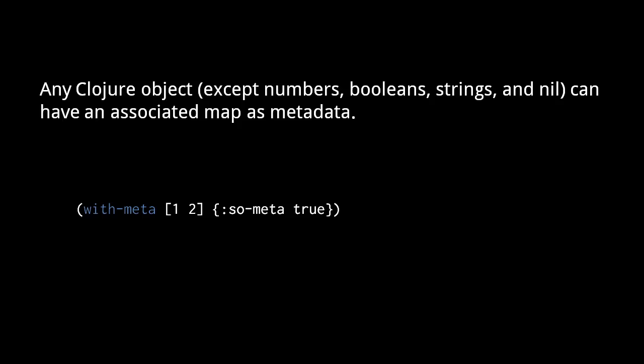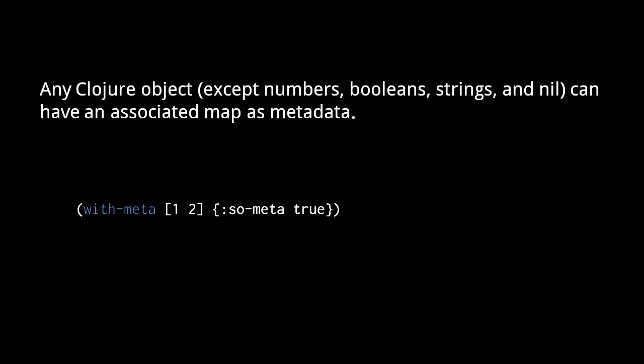Metadata is data that annotates other data. All Clojure objects, except numbers, booleans, and strings, can have an associated map of metadata. Metadata is used by a few special forms in standard library macros, and sometimes you'll find attaching metadata to objects useful for your own purposes.